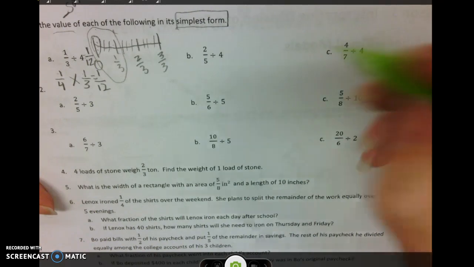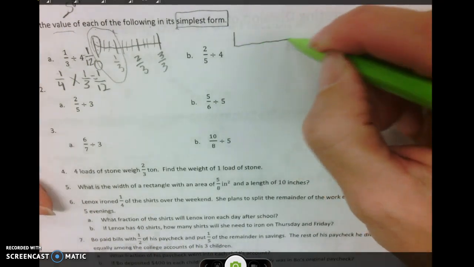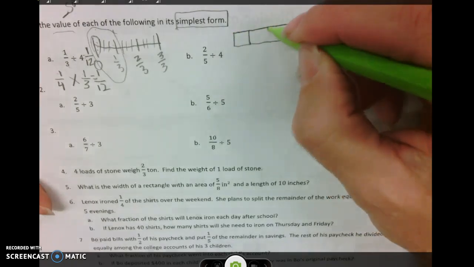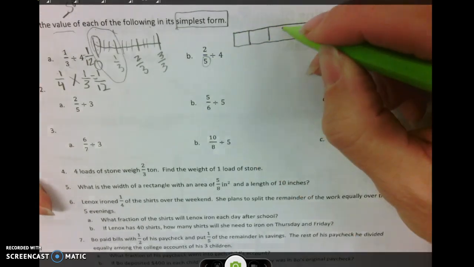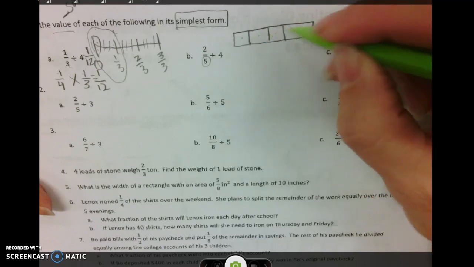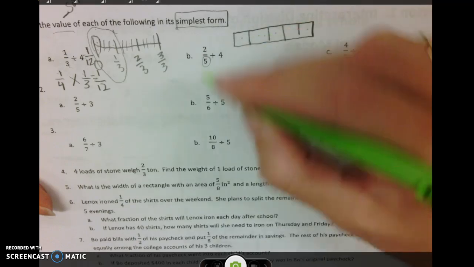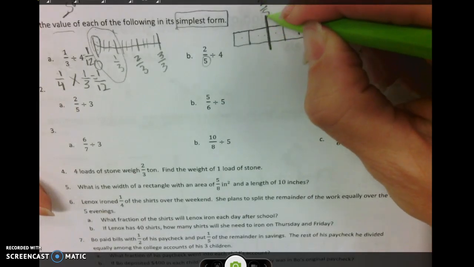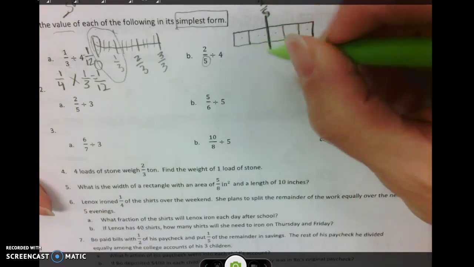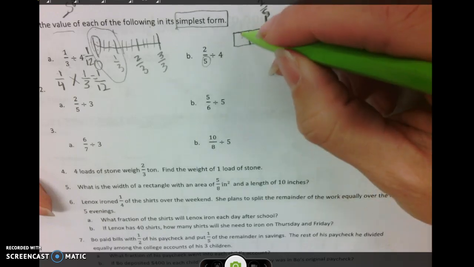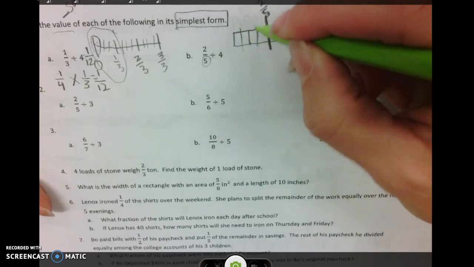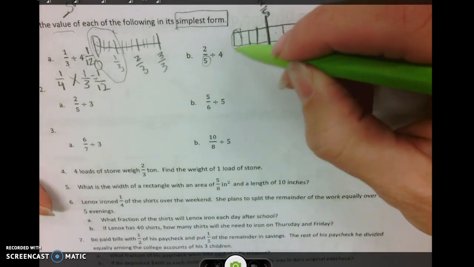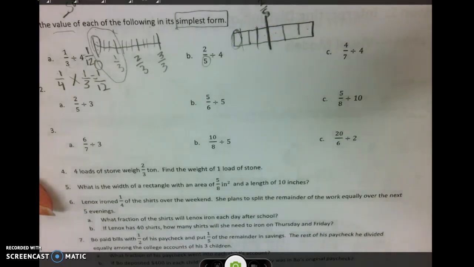2/5 divided into 4 pieces. So let's do a tape diagram. We need 5 pieces here because that's our total. 1, 2, 3, 4, 5. What part I'm looking at is 2/5, so right here. I need to take this 2/5 and divide it into 4 pieces. So if I break it into 4 here, now I need to know how big is this piece right here.